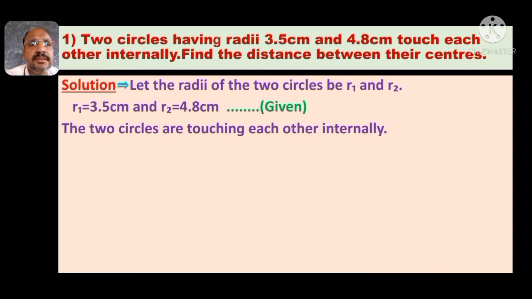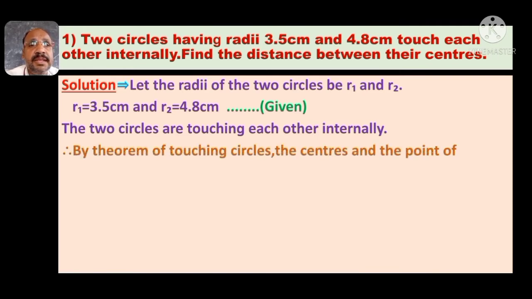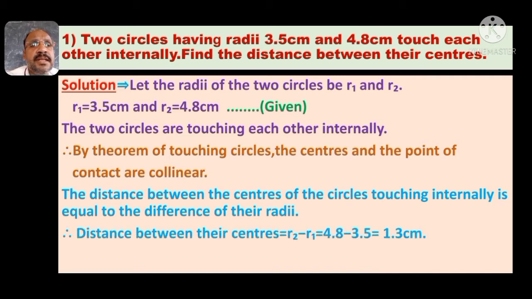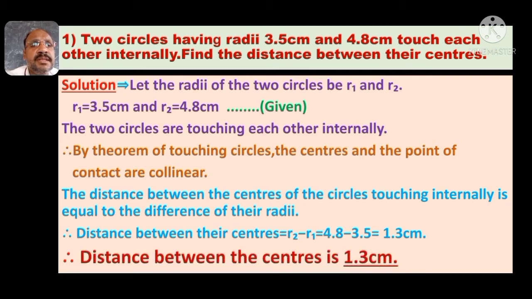The two circles are touching each other internally. Therefore, by theorem of touching circles, the center and the point of contact are collinear. The distance between the centers of the circles touching internally is equal to the difference of their radii. Therefore, distance between their centers is equal to R2 minus R1, which is equal to 4.8 minus 3.5, which is equal to 1.3 centimeter. Therefore, the distance between the centers is 1.3 centimeter.